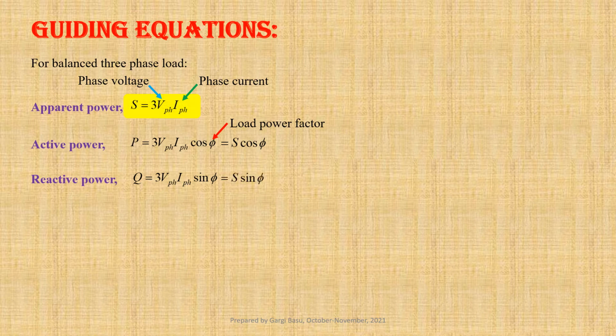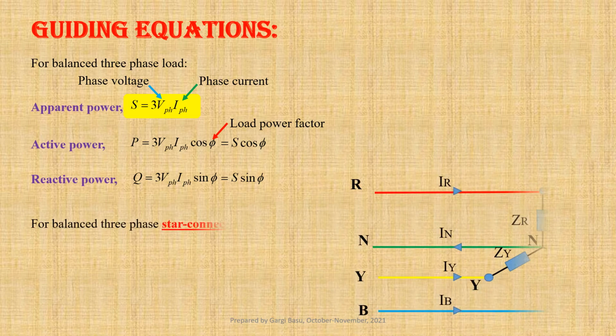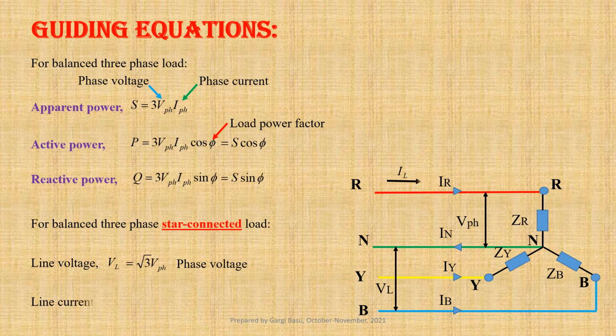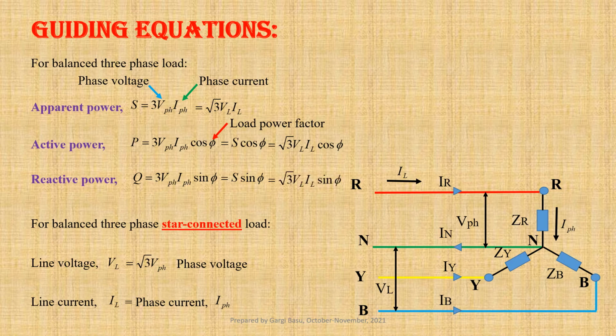For balanced three-phase star-connected load, line voltage VL equals root 3 times V phase, where V phase is the phase voltage. Line current IL equals phase current I phase. Now we can write apparent power S equals root 3 times VL into IL. Active power P equals root 3 times VL into IL cos phi, and reactive power Q equals root 3 times VL into IL sin phi.